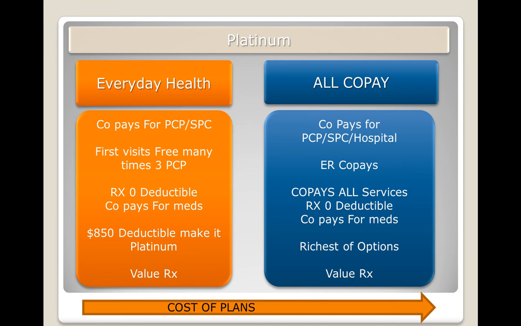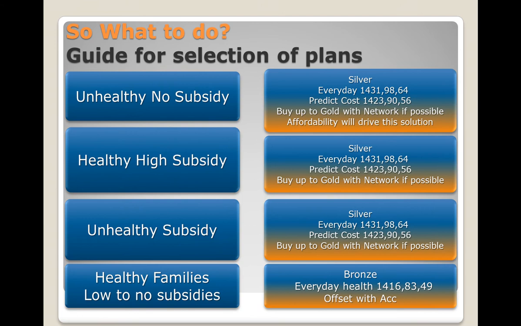And then our platinum programs, obviously everyday health and all copay. These are going to be for those individuals who are sick. They know they're going to use their services. It has low deductibles, and then they have the all copay that has no deductibles, copays for everything. So how do you know what to pick? This is a very important slide here because these are some advised variables that you're going to be looking at.